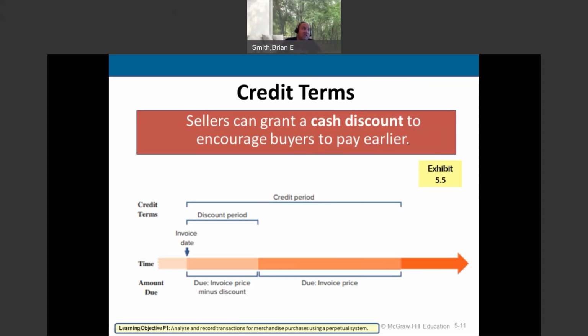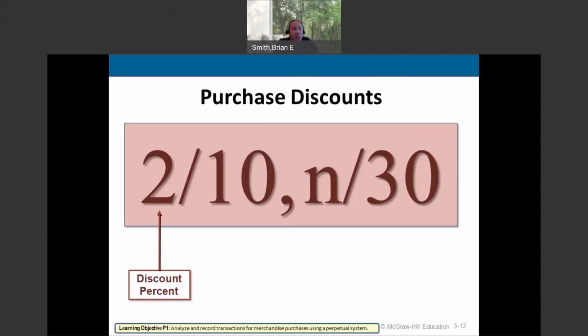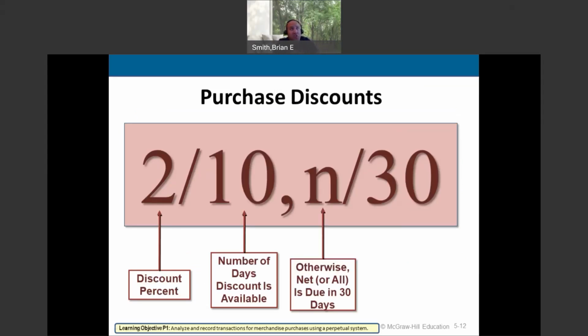So let's look at this. This is read 2/10 net 30. The 2 represents the discount percent. So this person's getting a 2% discount. And the number of days that the discount is available is 10 days. So they have 10 days to take that 2% discount. Otherwise, the net, or all of it, is due in 30 days. And that's the credit period, the 30 days.